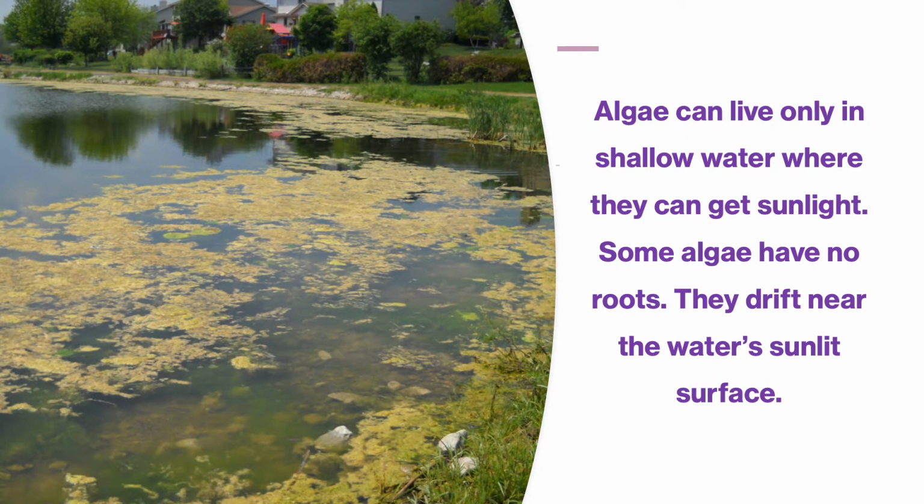The seaweed or algae can live only in shallow water where they can get sunlight. Some algae have no roots. They drift near the water's sunlit surface.